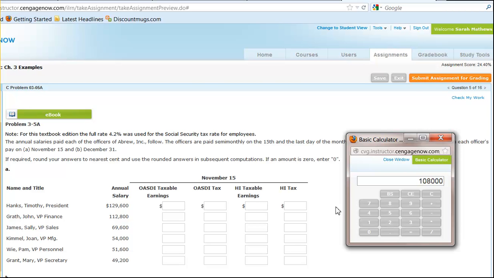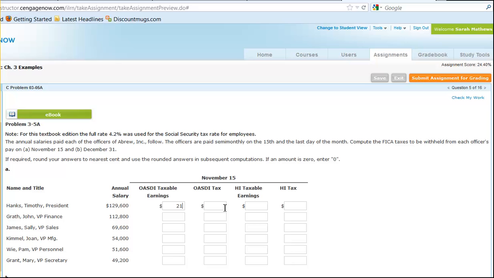So we'll take the 110,100 minus the 108,000. And it says that 2,100 of this paycheck is actually subject to the taxes. Okay, so 2,100 is going to go here. Then we're going to calculate our tax, 2,100 times 0.042, and we get $88.20. So we have 2,100 is subject to taxes, and that gives us $88.20.